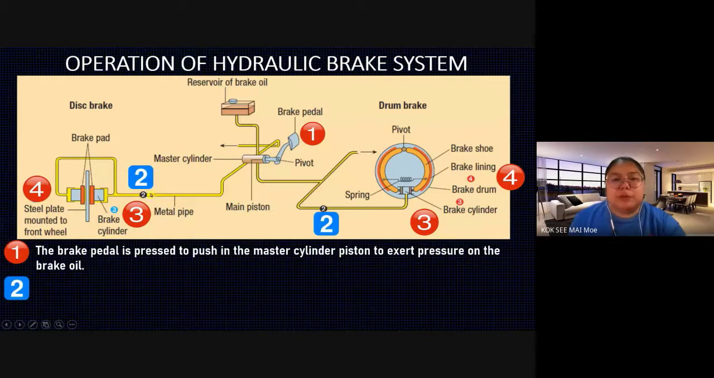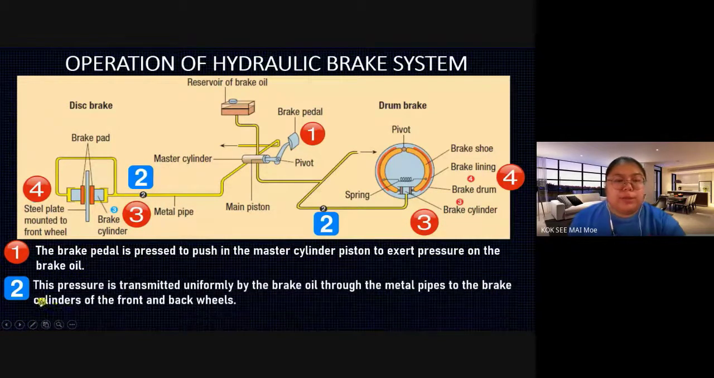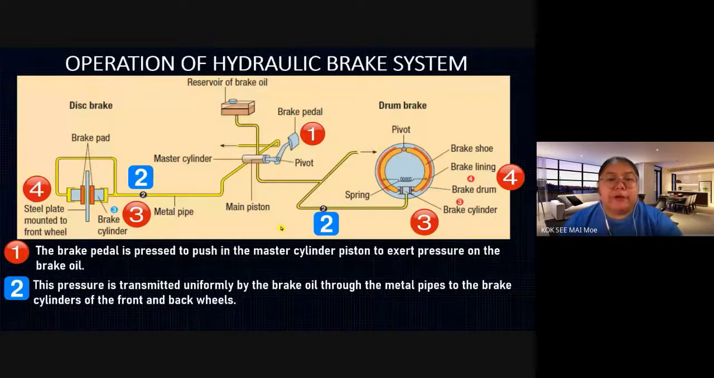Number two is the liquid flow. The pressure is transmitted uniformly by the brake oil through the metal pipe to the brake cylinder of the front and also the back wheel. Both must transmit equally. We don't say, oh, in front I give more force, and at the back I put a little force. No, the pressure transmitted must be the same. The force is different because of the different pistons.